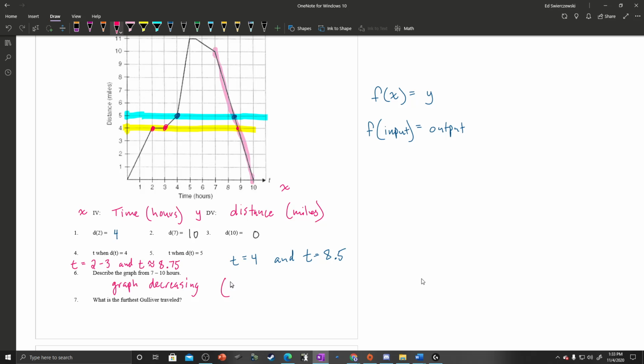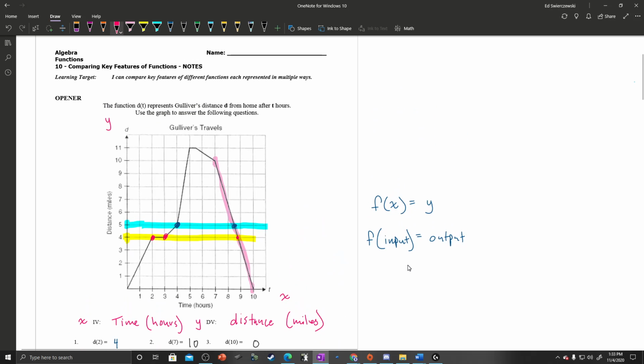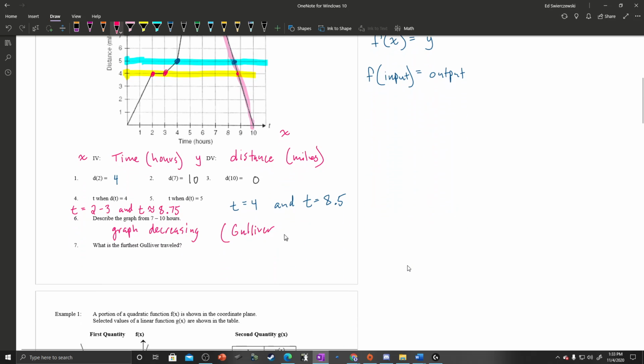right? And you could say that Gulliver, is that how you spell his name? Yeah. Gulliver is going home because his distance from home is decreasing. So he's going towards home.